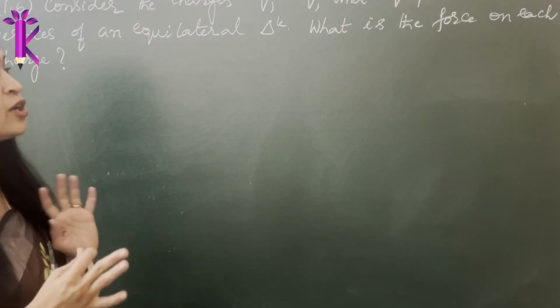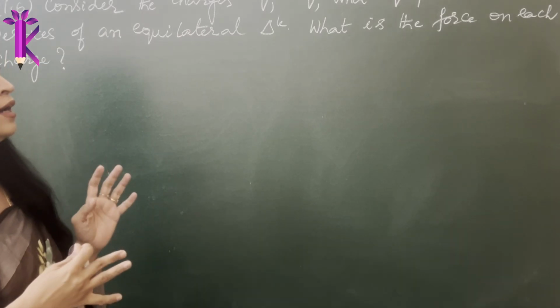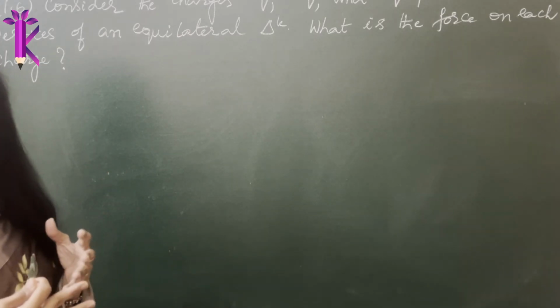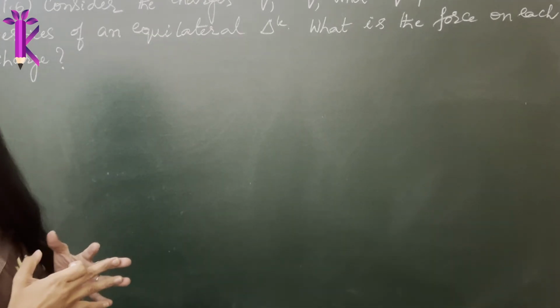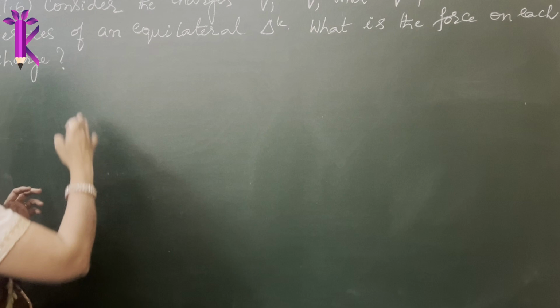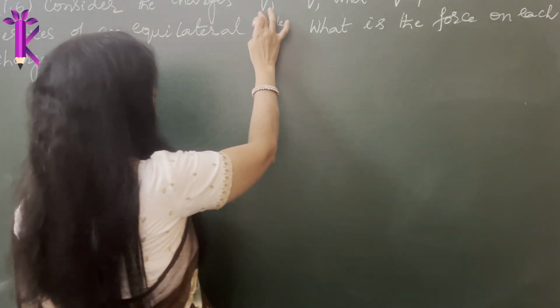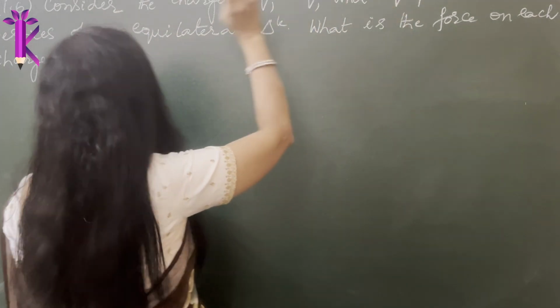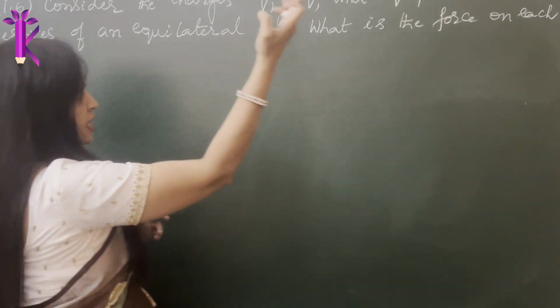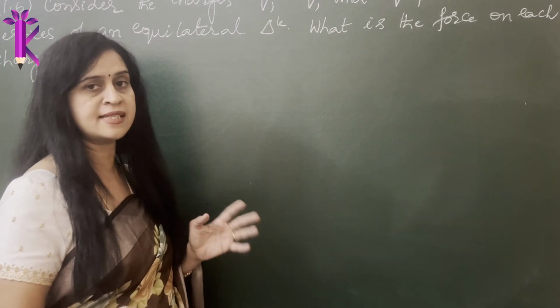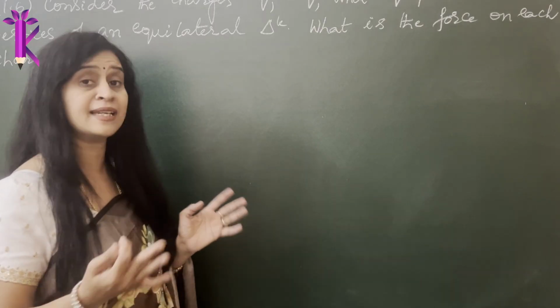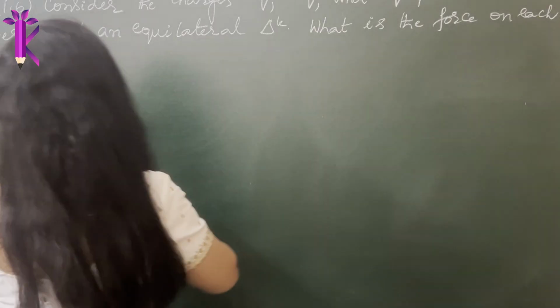There is another textbook numerical that I find really interesting. This is very conceptual, and this will allow you to, in fact, use the parallelogram law of vector addition as well, because we are going to find the resultant force. So let's see what is given. Consider the charges plus Q and minus Q placed at the vertices of an equilateral triangle. The triangle is equilateral, which means it has equal angles, and each angle is equal to 60 degrees. The length is also equal. What is the force on each charge?